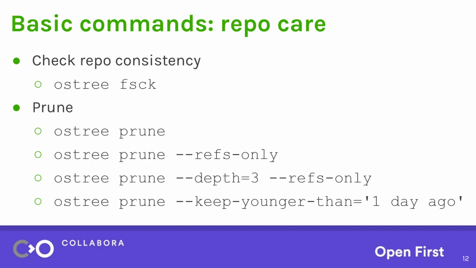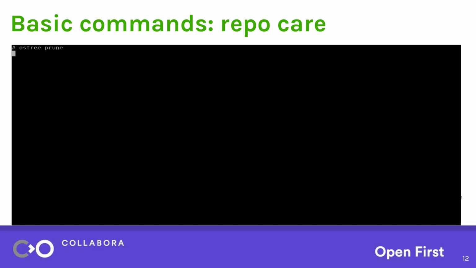The second problem is outdated and unneeded commits and binaries from previous installations. We have to do some repository cleanup. By default, prune will not clean up my test system since it is too fresh and does not have a lot of commits, but we'll see. As you see, if I start ostree prune on my system, it does nothing.